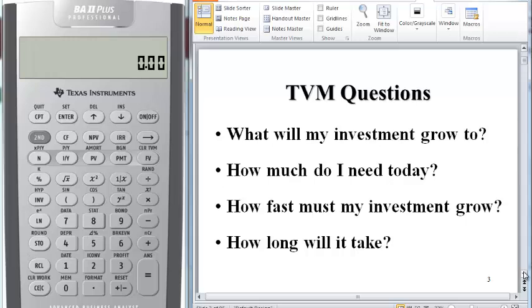Questions you may ask yourself are: what will I want my investment to grow to? Or how much money do I need today? Or how fast must my money grow? Or how long will it take? So these are the types of questions that we can answer with basic time value of money.